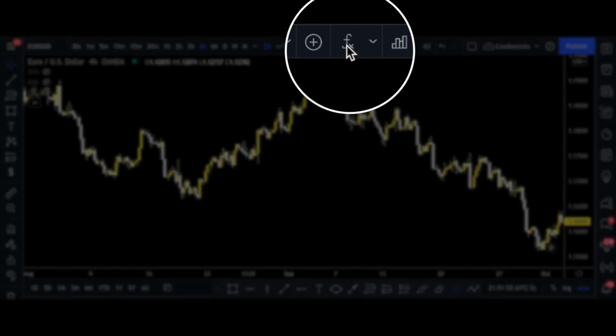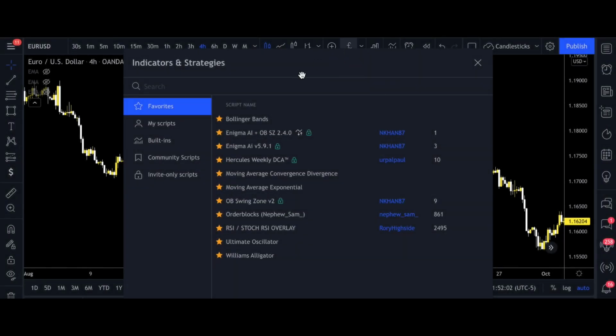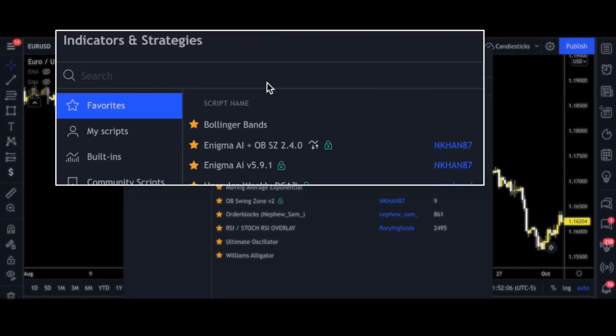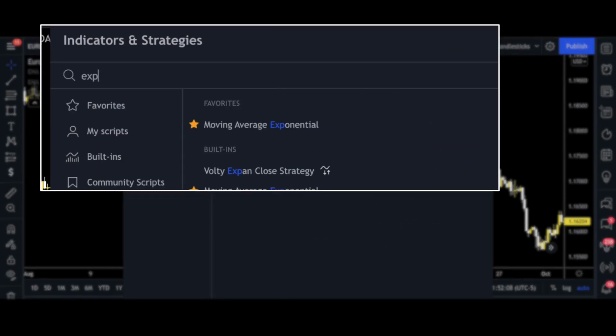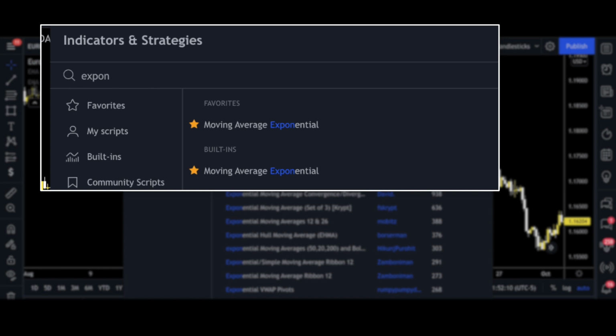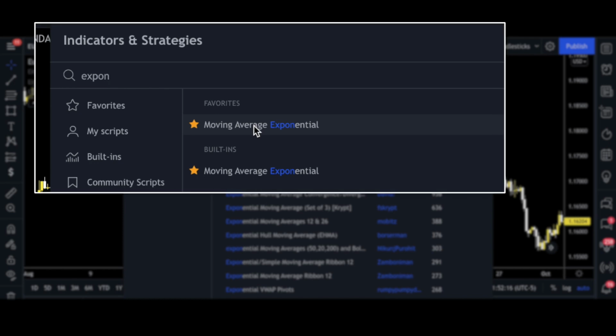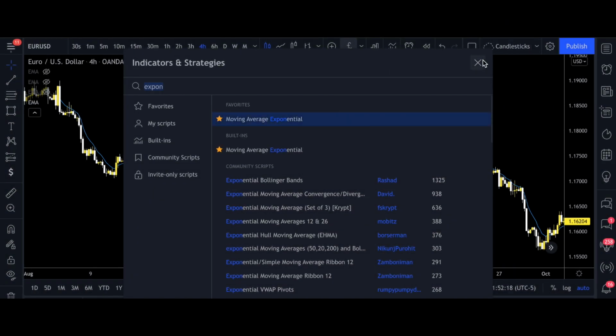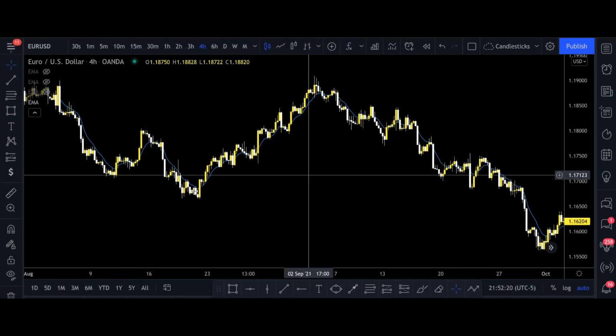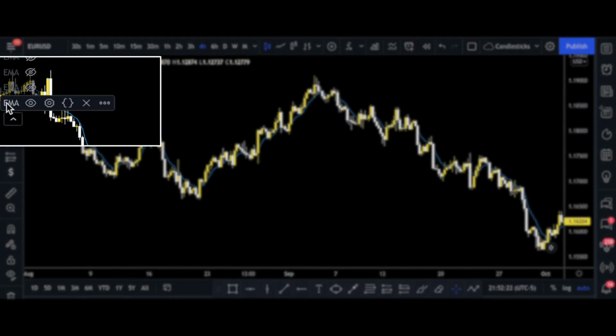If you come up here to the top, you'll see this little FX button. Go ahead and click on that. That's going to allow you to search indicators and strategies. I'm going to simply type in "exponential." Just by typing in the first few letters, you'll see "Moving Average Exponential." We're going to click this, and it's going to add one to our chart, right?